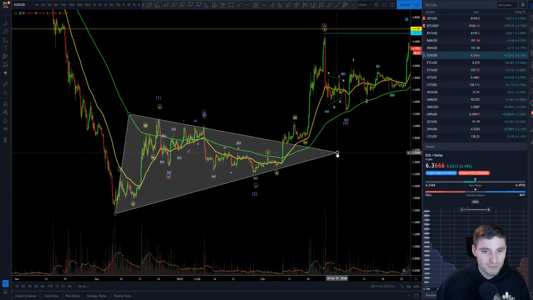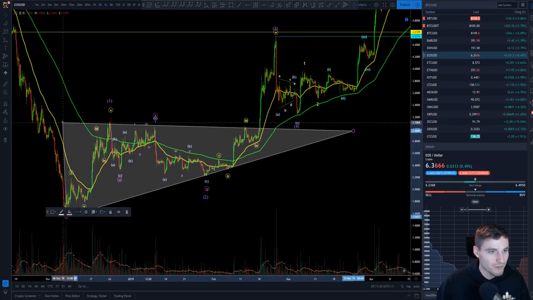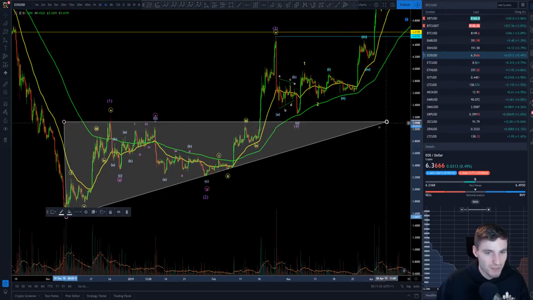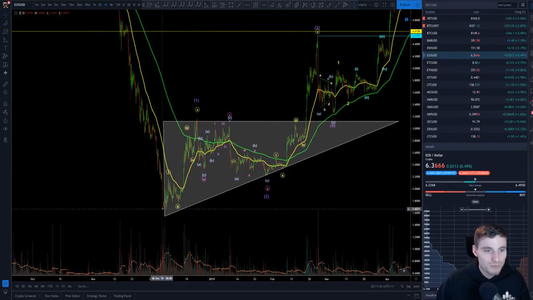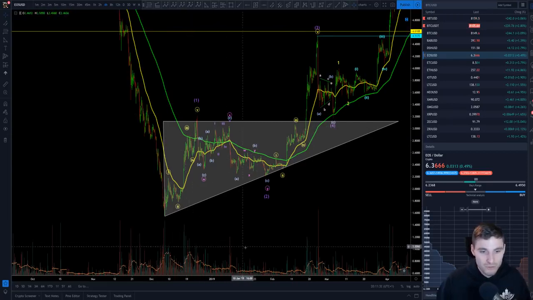Let's just move this out a little bit. Okay, so we can look at this triangle that was forming on EOS, and I will explain how this was like the nicest trade in the world. So we are inside of an ascending triangle at this point. We're inside of the ascending triangle, and you can see volume tapering off.